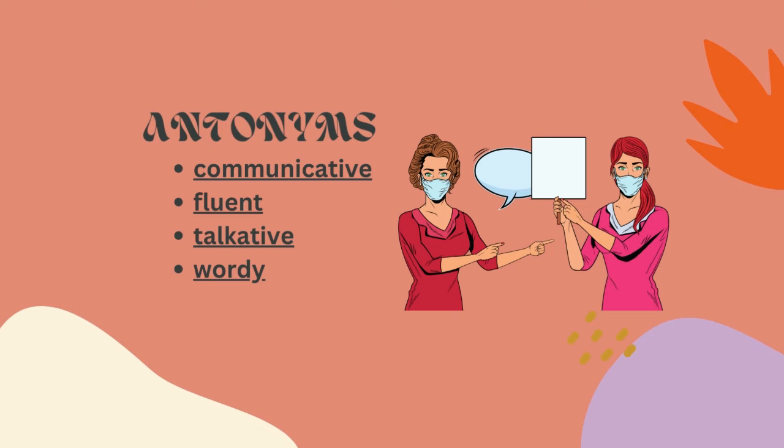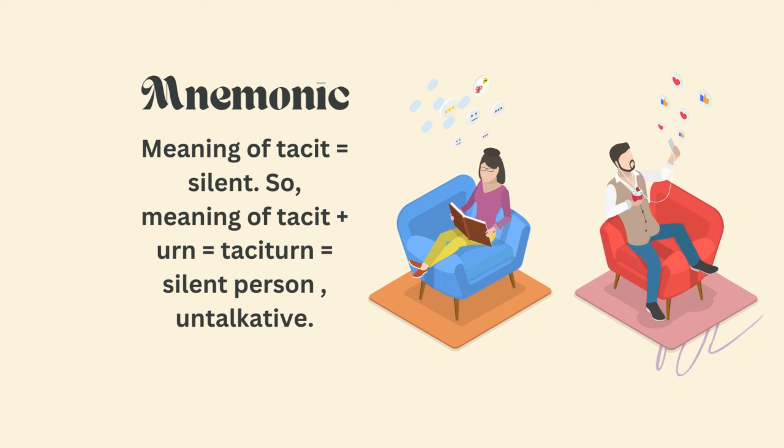Memory aid to help you remember. Meaning of tacit equals silent. So, meaning of tacit plus earn equals taciturn equals silent person, untalkative.